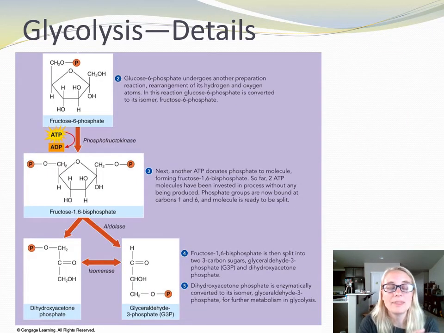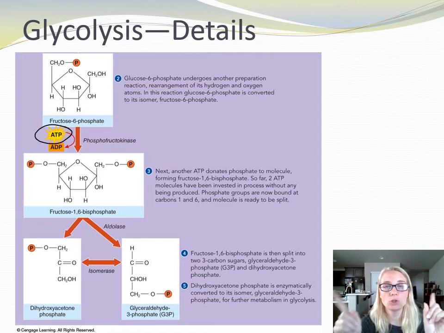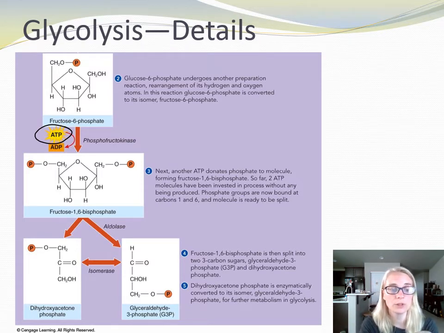Okay, then we do it again. So now we have another input of ATP, and so now we have 2 phosphate groups hooked on to this sugar. We've rearranged the carbons a little bit, so instead of a glucose molecule, it's now called a fructose, but it's still 6 carbons, and it's phosphorylated on 2 sides.